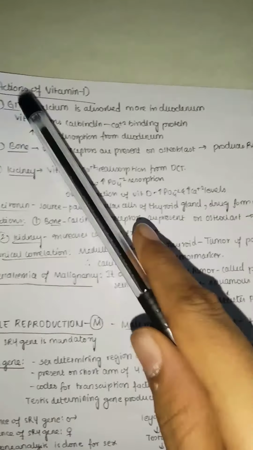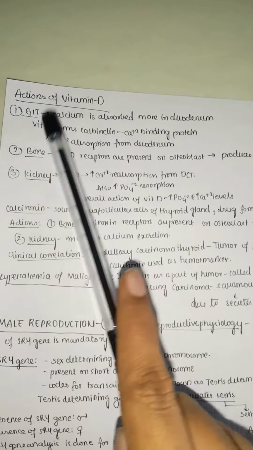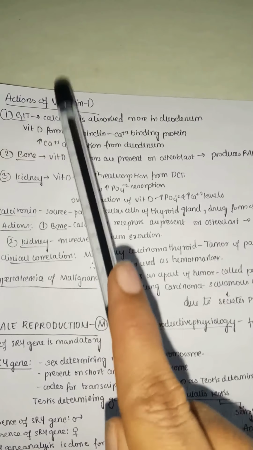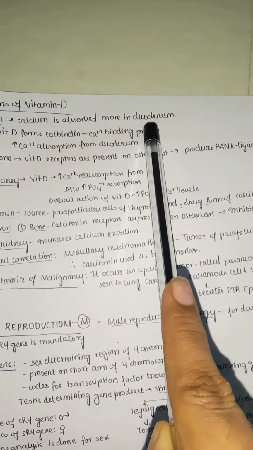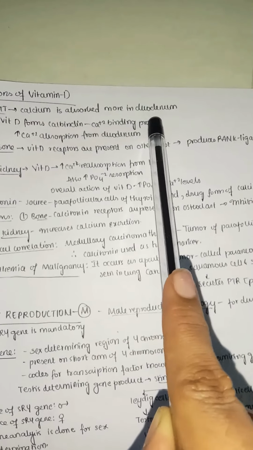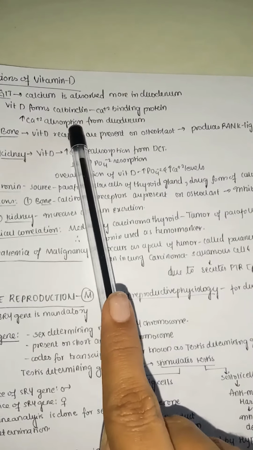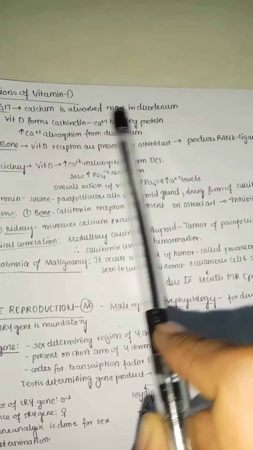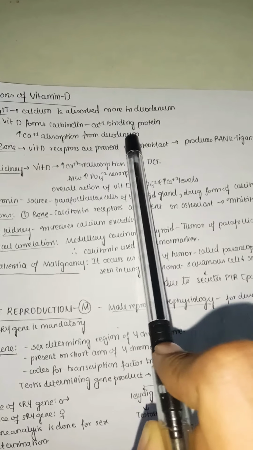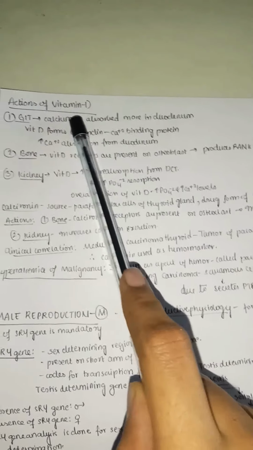And let us see what the actions of vitamin D are. Mainly on the GIT, calcium is absorbed by means of vitamin D, especially more in the duodenum. You can remember: vitamin D, D for duodenum. And vitamin D mainly forms calbindin. Calbindin is a calcium binding protein. So increased calcium absorption from the duodenum is mainly by means of vitamin D.